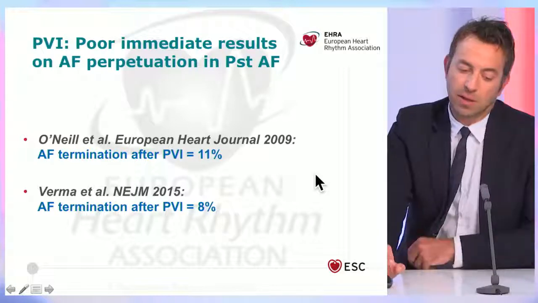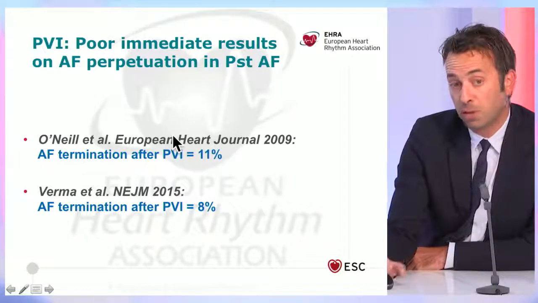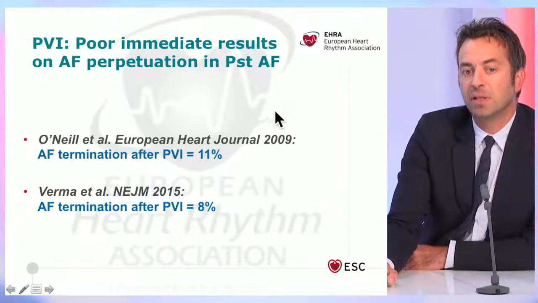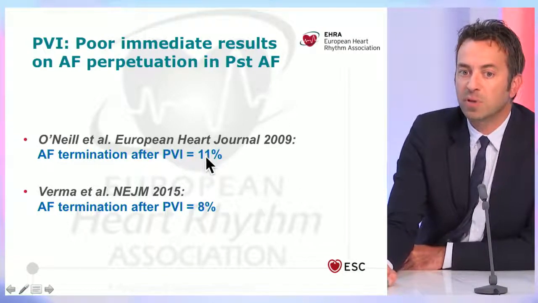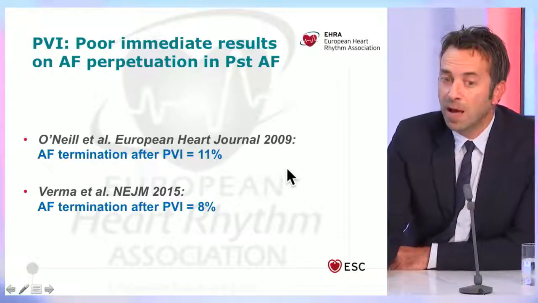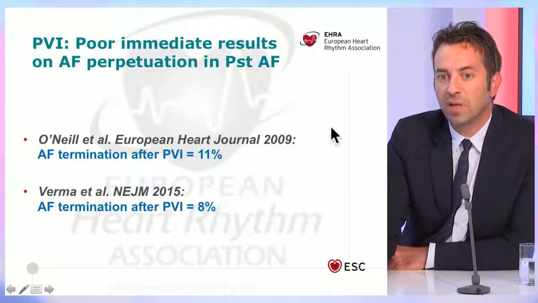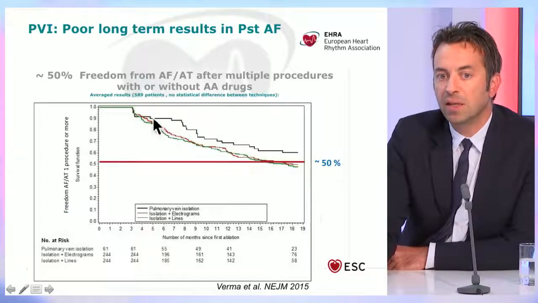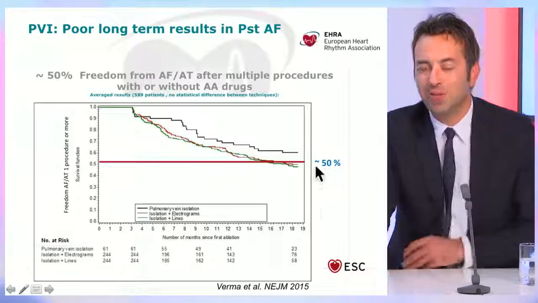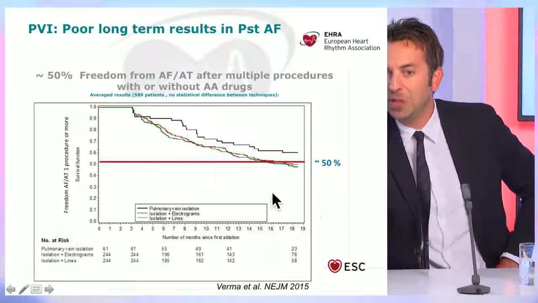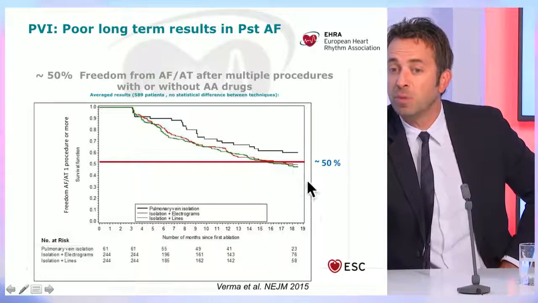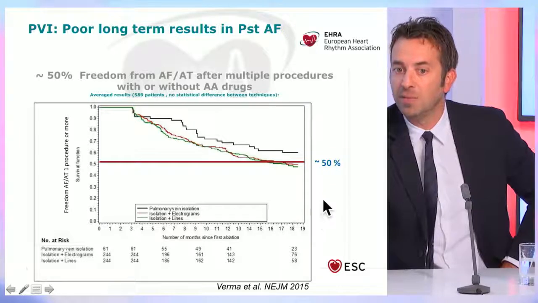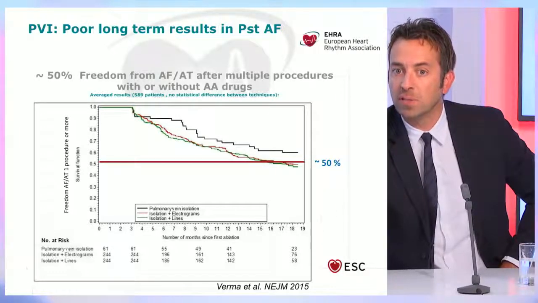Concerning the results, I think we all agree that PV isolation has very poor immediate results in terms of AF termination. You can see here 11% and 8% in the STAR AF2 study. So acute results are really poor in terms of AF termination. If we look at the long-term results in persistent AFib, the STAR AF2 study showed that in these 3 arms, all patients underwent PV isolation. More than 500 patients underwent PV isolation, and you can see that after multiple procedures, only around 50% of all these patients were free from any arrhythmia at 18 months. So PVI has poor long-term results in persistent AFib.